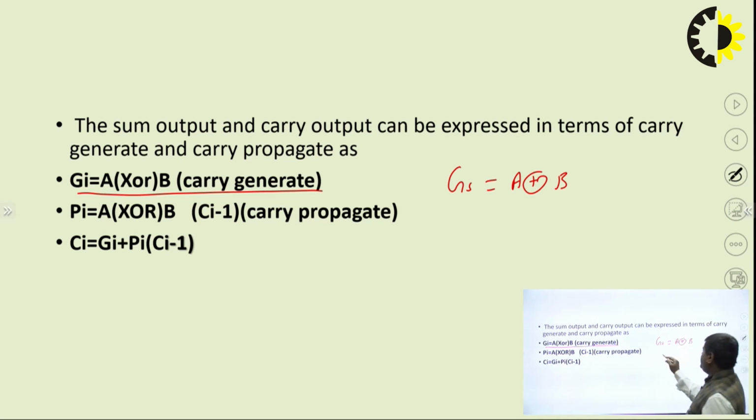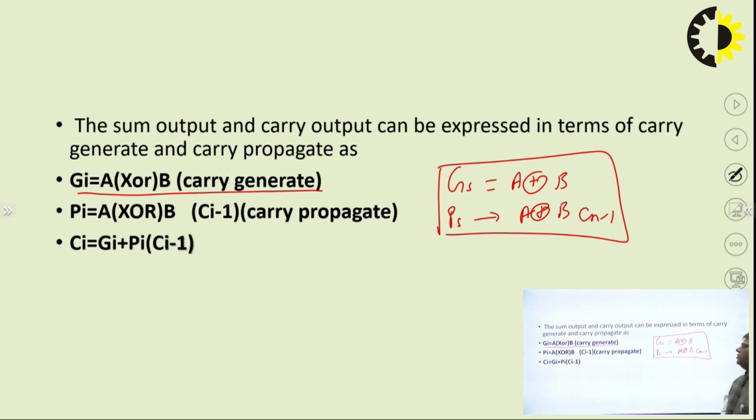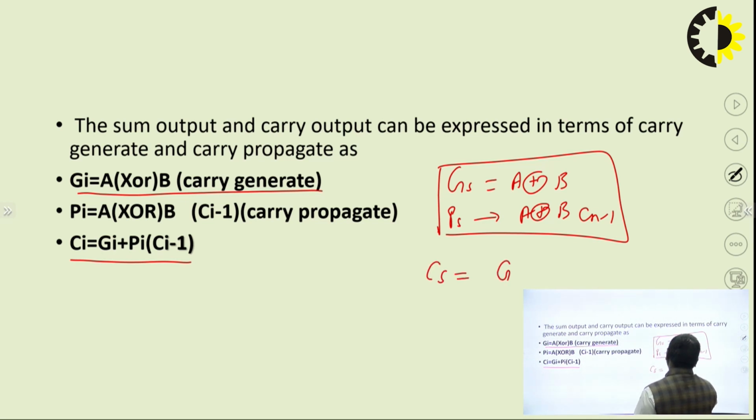And what is the Pi? That is the propagation delay, known as A XOR B and Cn minus 1. This is the main two concepts by which we can find the advance carry of every full adder. Now, this is the advance carry, that is Ci is equal to Gi plus Pi and Ci minus 1.